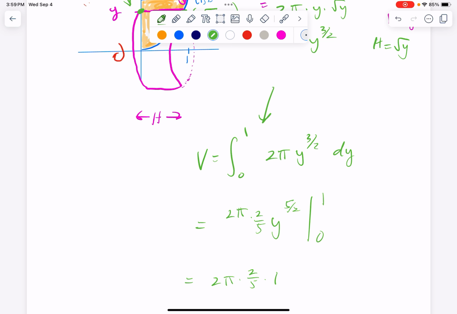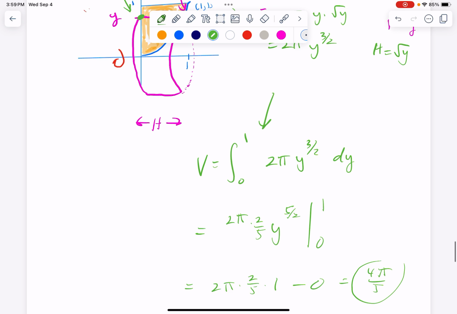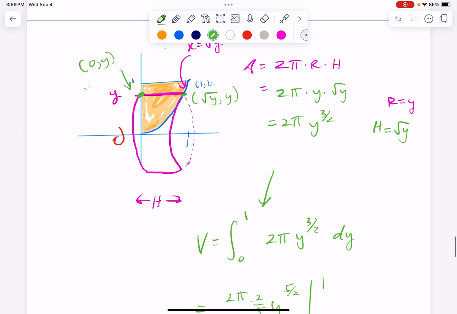Powers of 1 are really easy. If we plug in 0, we get 0. And wouldn't you know it, it's the same answer we got before, 4 pi over 5.